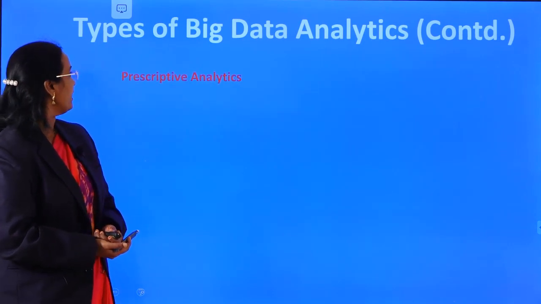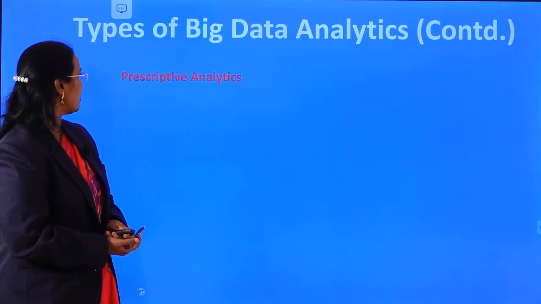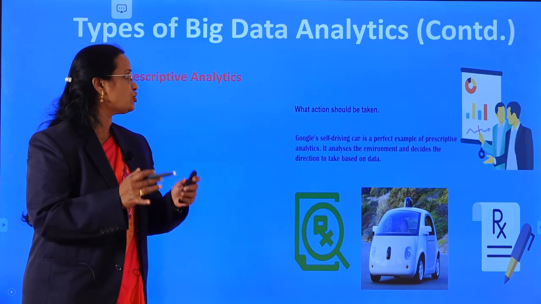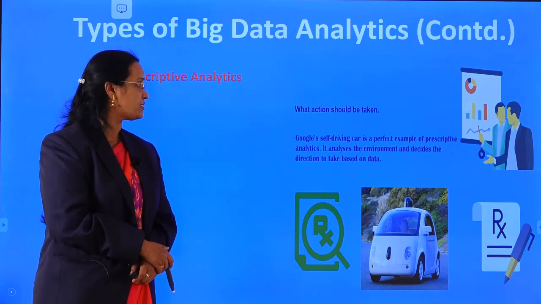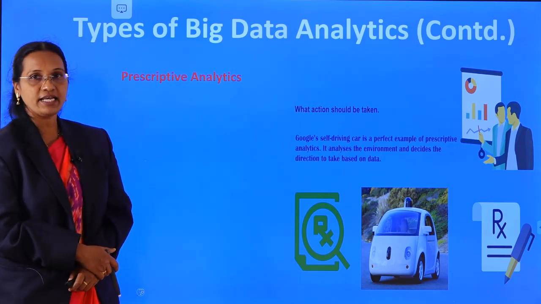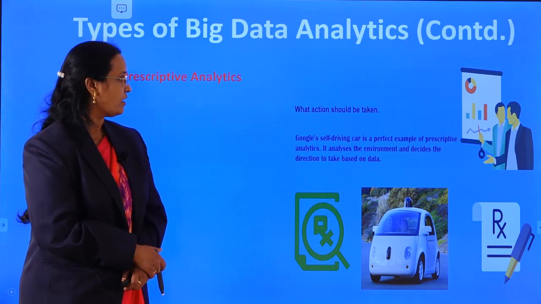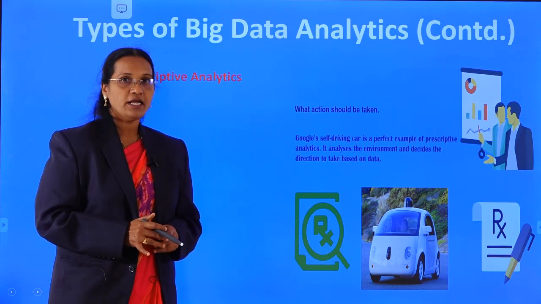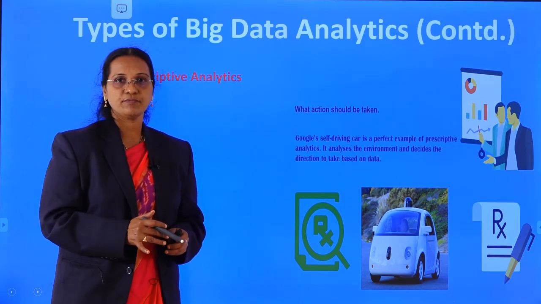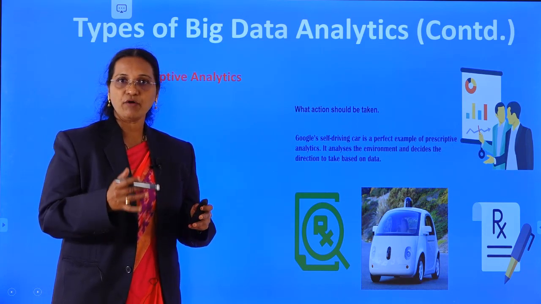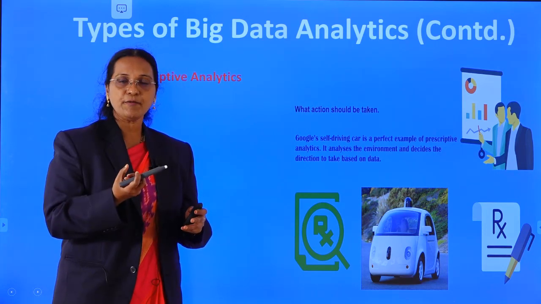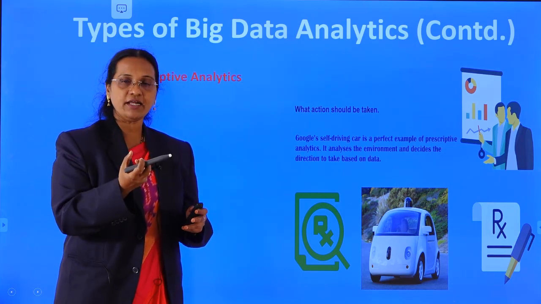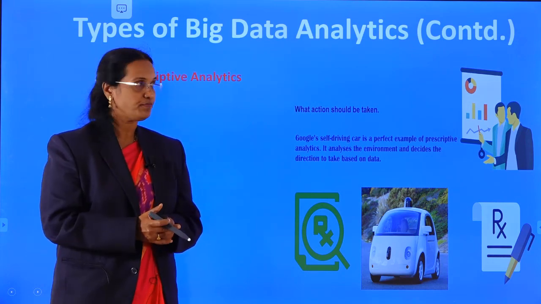The next type of analytics is called prescriptive analytics. Prescriptive analytics is nothing but what action should be taken. The best example for prescriptive analytics is the Google self-driving car. For example, based on the environment, the Google self-driving car makes a decision on the directions. So how does it get the data? From the environment, it generates the data through sensors, and based on the environment situations, the data is collected and then the decision is taken.